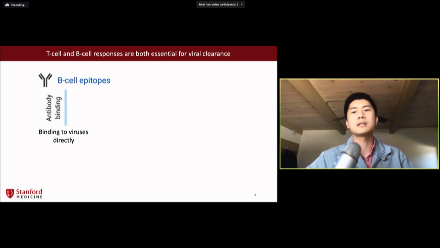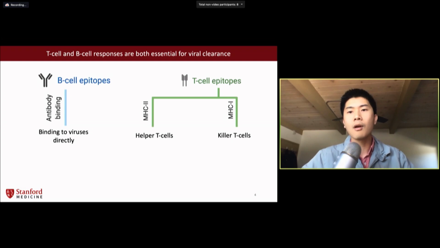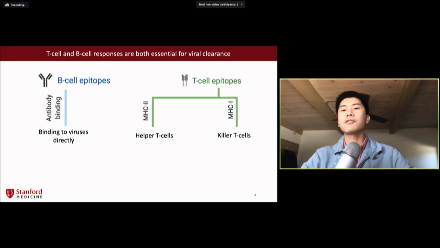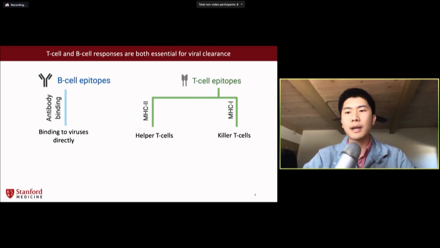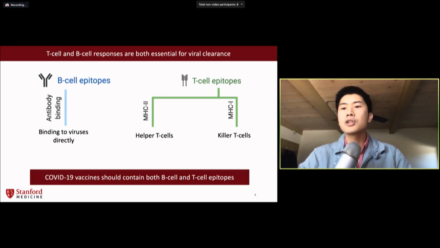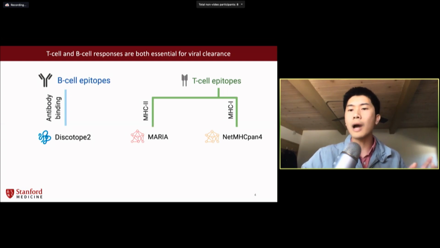However, what if viruses have already entered a human cell? Fortunately, human cells have machinery called MHC to present fragments of viral protein on their surface. T cells can recognize those viral protein fragments on a cell surface and destroy infected cells to stop viral infection. We call a viral protein fragment presented and recognized by T cells T cell epitopes. Ideal COVID-19 vaccines should contain both B cell and T cell epitopes. Researchers, including our lab, have developed computational tools to identify these regions.